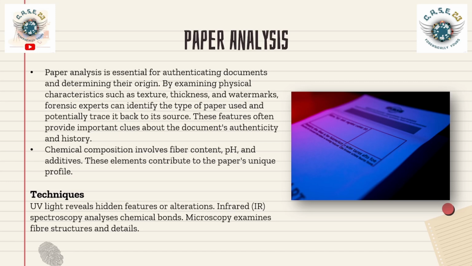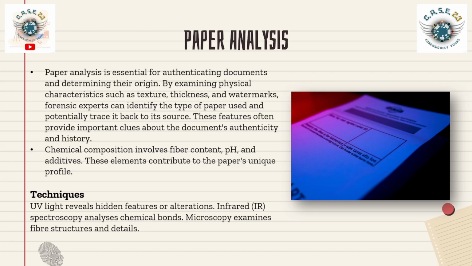In texture, we look at whether the document is rough, smooth, handmade, or glossy. In thickness, we examine whether it is regular A4, a heavier card type, or a photo document. And watermarks are often hidden designs that can link paper to a certain brand or batch. These small things may seem simple, but they can help forensic experts check if the paper matches what it claims to be, or if someone has replaced the paper to tamper with the document.